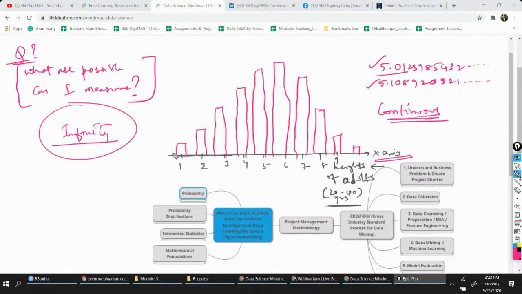So I can measure 0.00000001, and so on and so forth. I can keep measuring, keep measuring, keep measuring for all those desired accuracies that I can measure, right? If I keep drawing that, keep drawing that, and if I look at this complete diagram, then I would get a bell-shaped curve. Okay, I would get a bell-shaped curve.